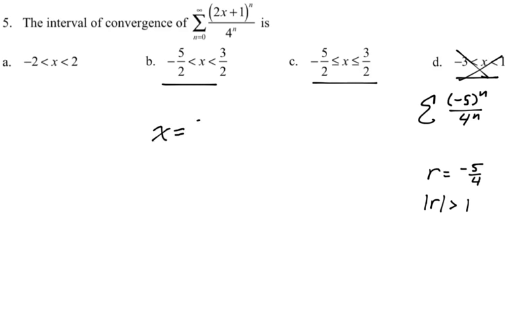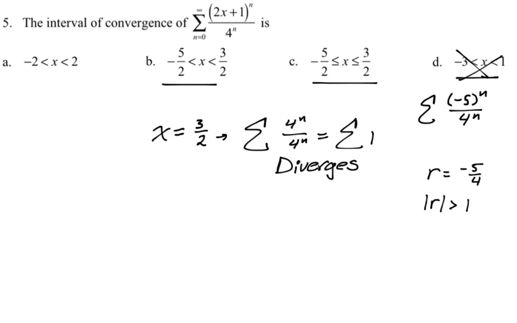So if x is equal to 3/2, the series is going to become the sum of 4 to the n over 4 to the n. Well, that's just the sum of 1, and that definitely diverges, right? Because you're doing 1 plus 1 plus 1 plus 1. How could that have a finite sum? So that diverges, which means I could cross out C for sure.